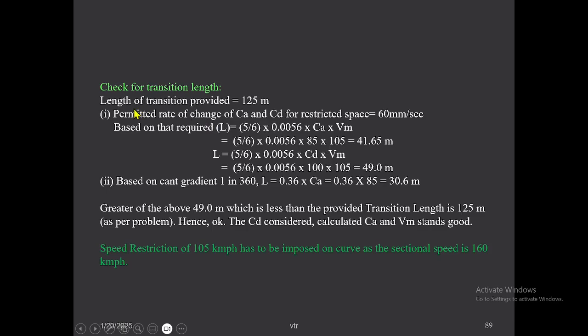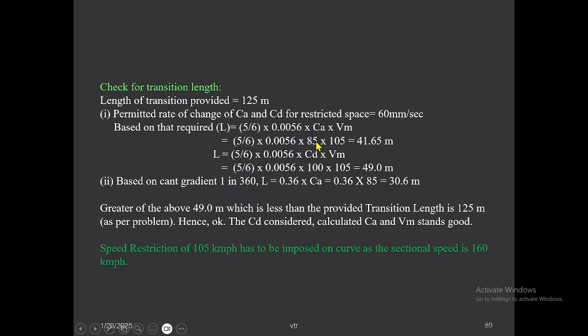So check for transition length. The length of transition is 120 meter. The rate of change of cant and cant deficiency is restricted, normally 60 mm per second, and for this condition this is the relation we got: 5 by 6 of 0.0056 Ca into Vm, and 5 by 6 into 0.056 Cd into Vm. Since it is restricted space, we normally go for the minimum length. And for a 1 in 360 gradient, L is equal to 0.36 Ca. So using these three relations, we substitute the values and get the length of transition. The greatest one we consider will be our required length of transition.